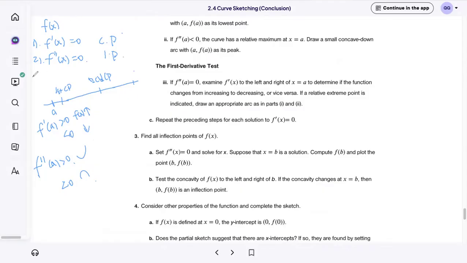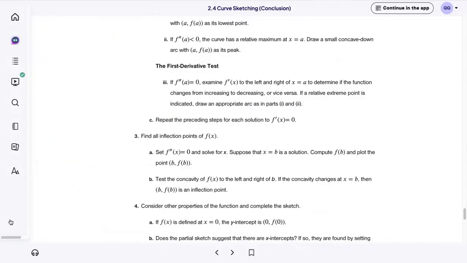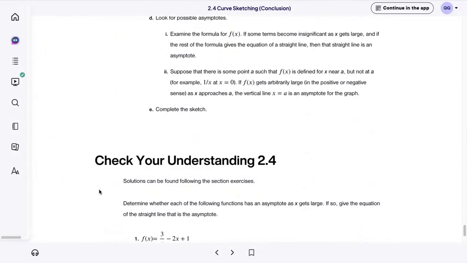And of course, we can find the x-intercept by setting the function to be 0. We can find the y-intercept by setting x to be 0. All right, that's how we graph. That's how we sketch a function. Okay, that covers 1 through 4.